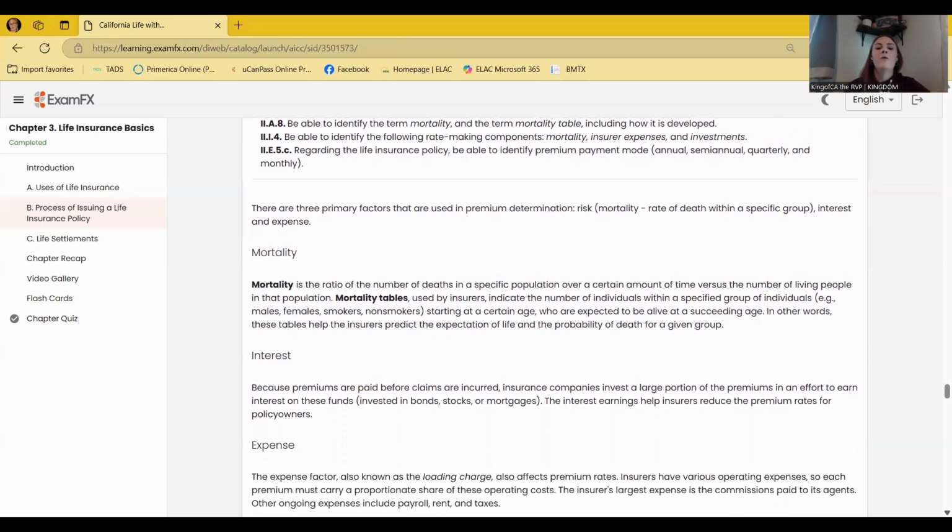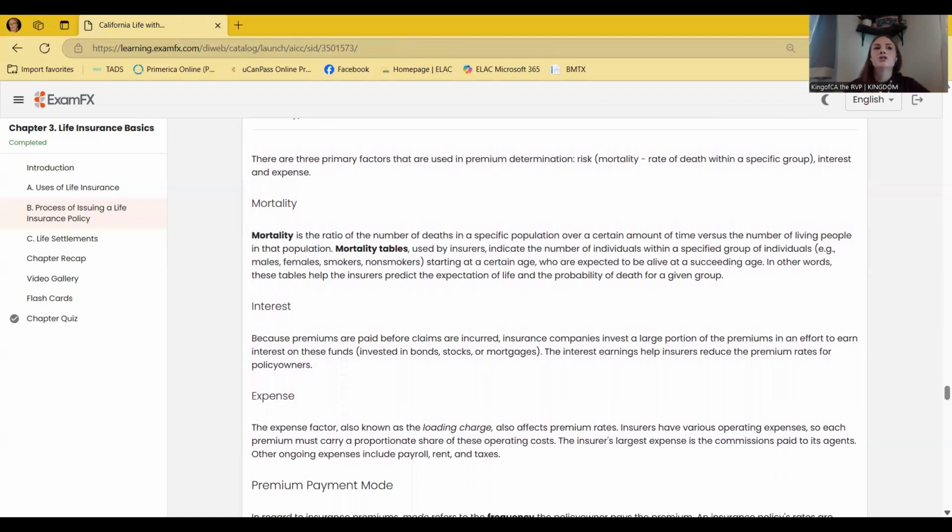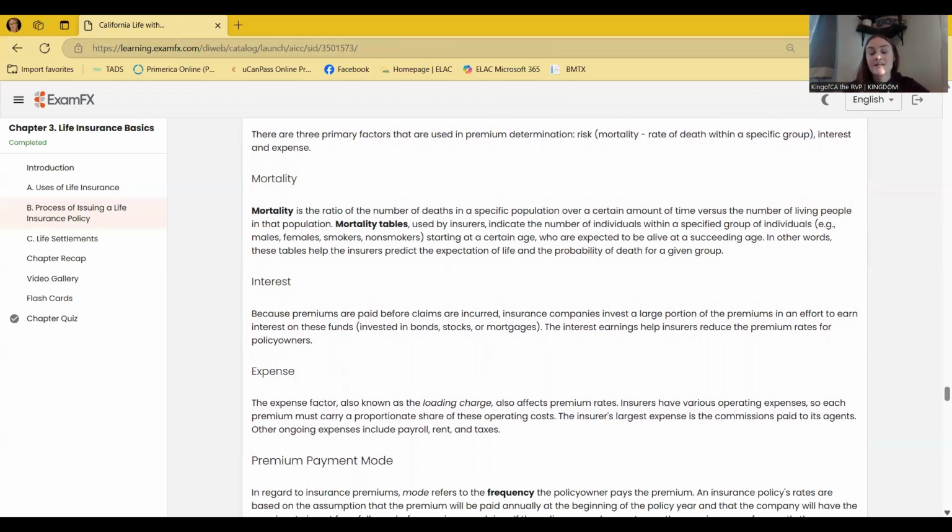Okay. Now, when it comes to the insurance business, right? It is a business. It's a huge business and it runs off of statistics. Okay. So they use something called mortality tables. Now, the word mortality, right, is the ratio of number of deaths in a specific population over a certain amount of time versus the number of people living in that population. I know that sounds confusing, but basically they take a group of people, right, all with the same exposure, and they see how many people pass away in that group, and they make a statistic off of it.